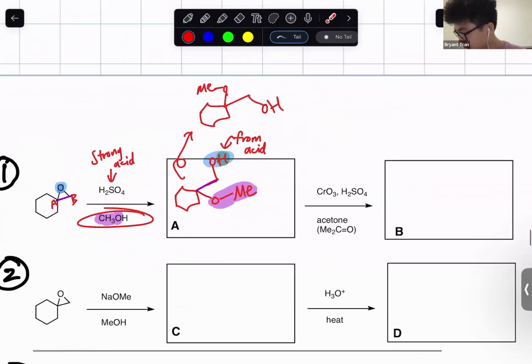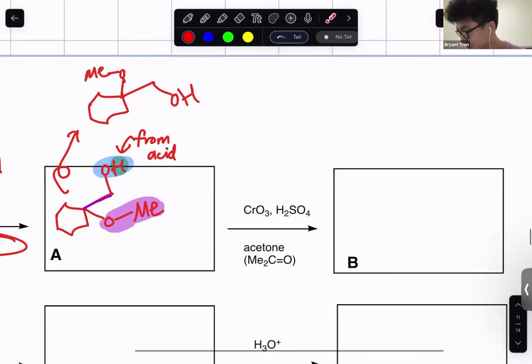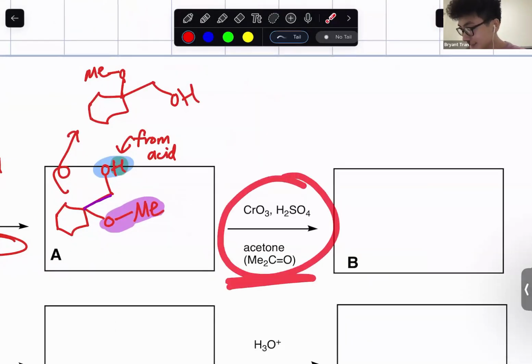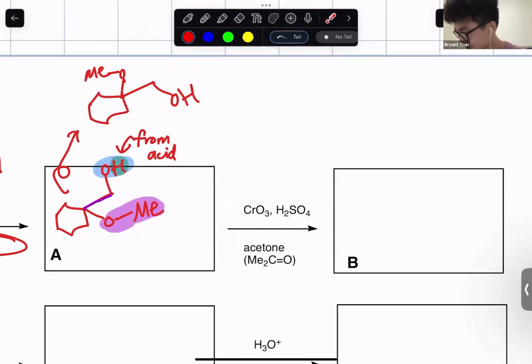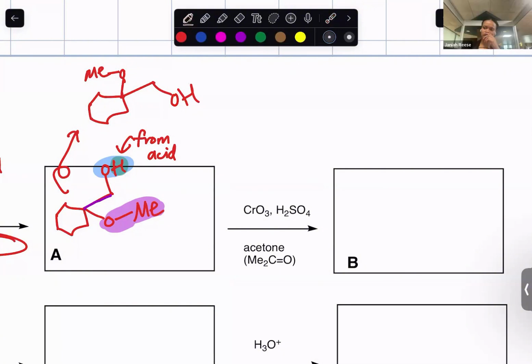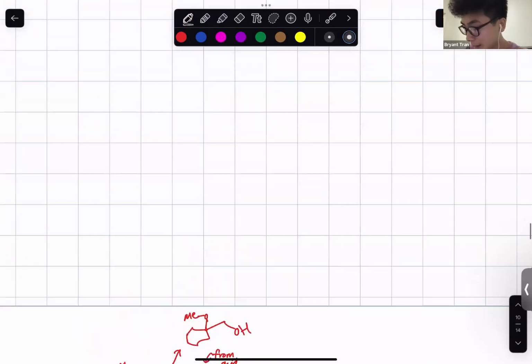Okay. So now, once we have that, this is going to go back to organic chemistry 1. Does this set of reagents look familiar to you? Chromium oxide, acidic conditions. This is not hydroboration oxidation. This is acid catalyzed. You're thinking of alkene reactions. This might help.